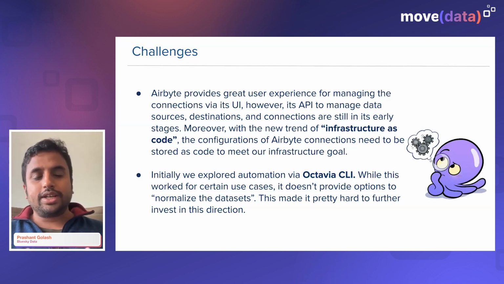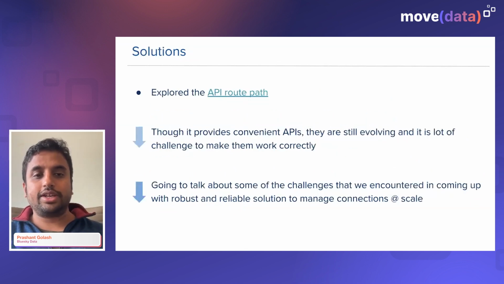Also, going with the current state of affairs, we wanted to develop something called an infrastructure as code solution. So that's where we wanted our configurations of Airbyte to be stored in a code format to meet both of our goals. So initially we explored automation via Octavia CLI, but we realized that there were some issues we were hitting in the normalization code path, which made it pretty hard to further invest in this direction.